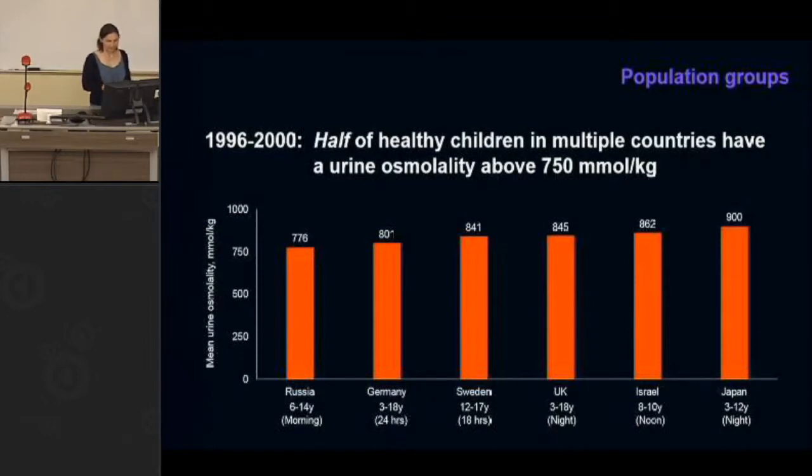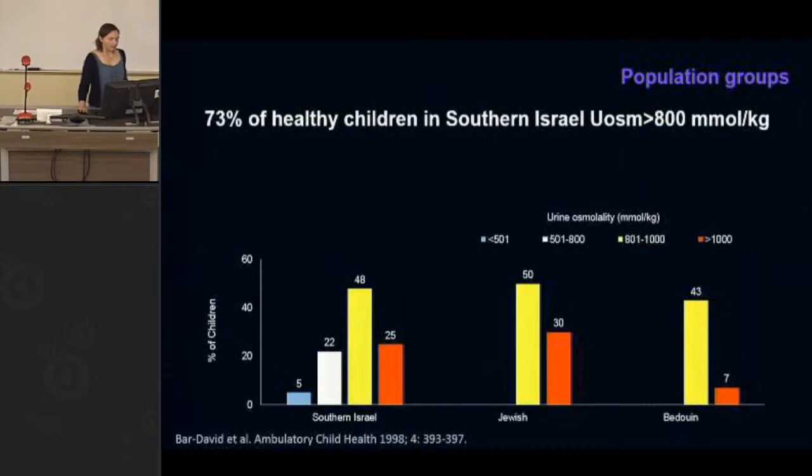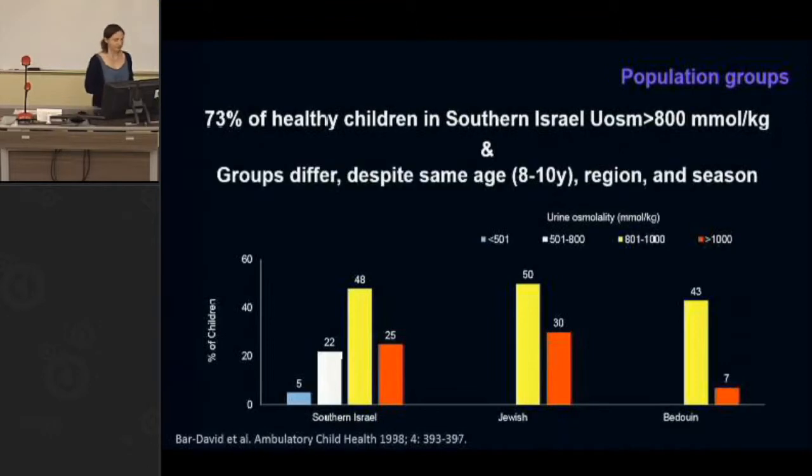That also in the review, they show UK, Israel, and Japan, you get the same answer. Half of the healthy children in the different countries have a urine osmolality over 750. Half of them. The prevalence was in 3% of children. And they broke it down into population, and they grouped by age and then season. Groups have higher, the Jewish kids.